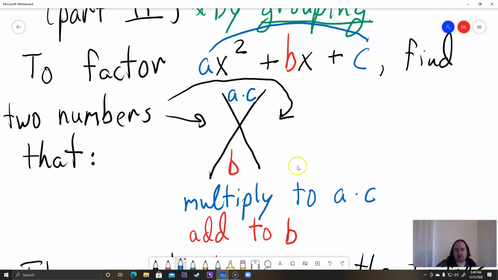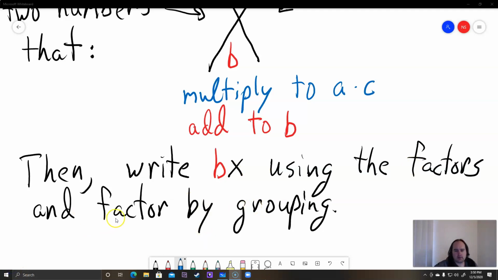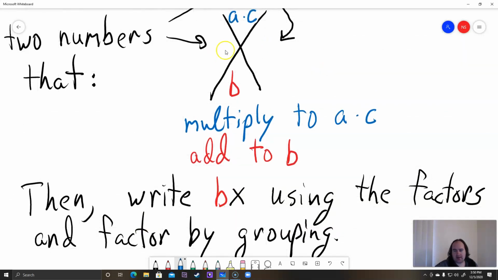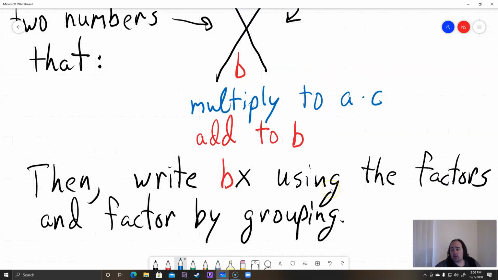And believe it or not, even after you do all that, you're still not done factoring them. To finish factoring them, you write bx, which is your middle term, using the factors, and then you factor by grouping. So it's a lot of steps. We're actually going to be writing the middle term using these two numbers that we get. So instead of writing bx for the middle term, we're going to write it as this number times x plus that number times x. And then we're going to have 4 terms, and then we can factor by grouping.